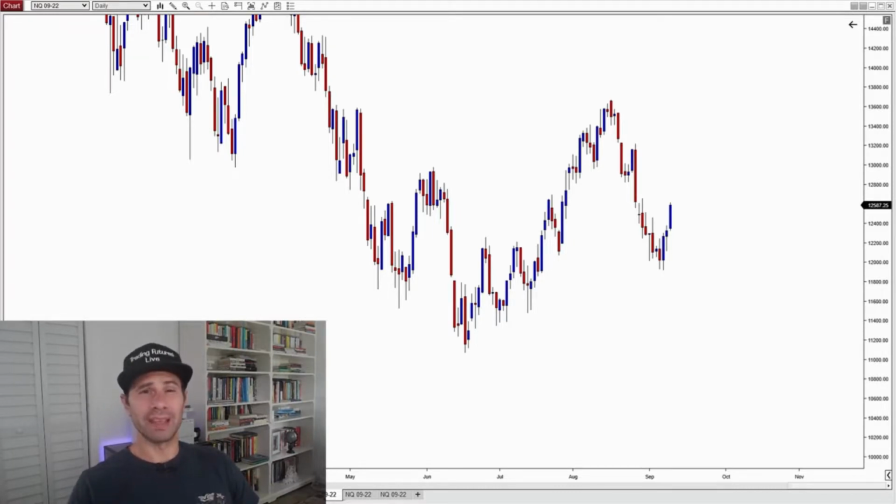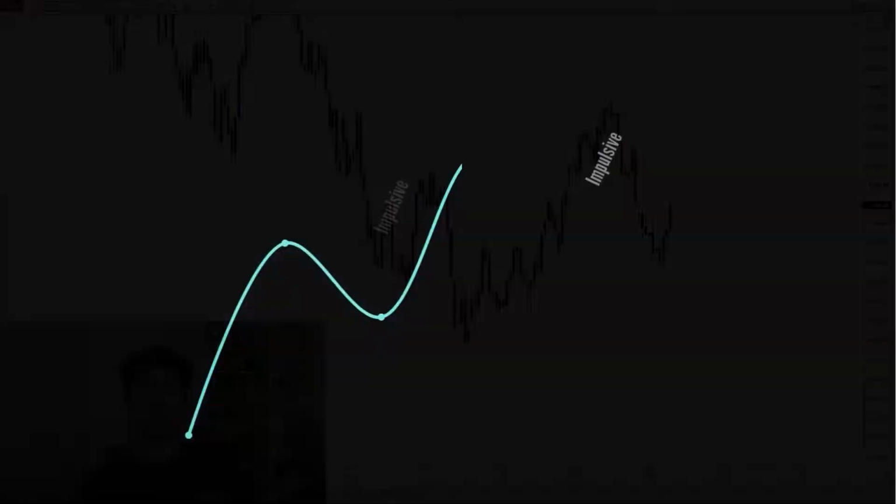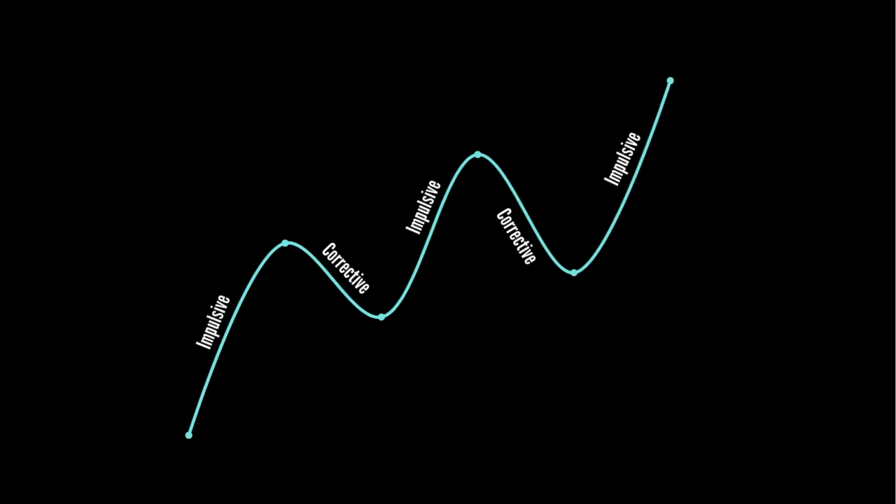And one of the elements that I use to choose those zones is the location. Before I tell you how I choose the location for any given zone, I need to explain a couple of things to you. Markets have some sort of behavior patterns. So the market moves in impulsive and corrective moves.